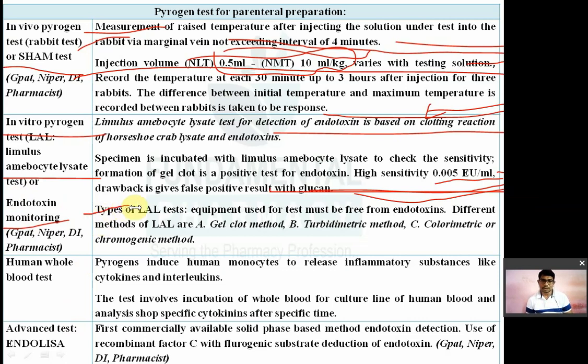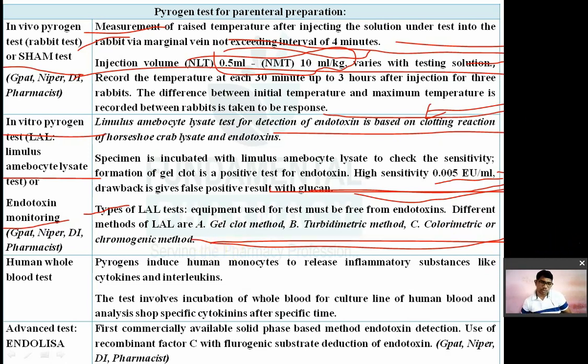Types of LAL test. The equipment used for the test must be free from any kind of endotoxin. There are different methods for this LAL test. First method is the gel clot method, then the turbidimetric method, and the colorimetric method or chromogenic method. If you want to go into detail, you can read from various reference books. But I don't think it is very important.